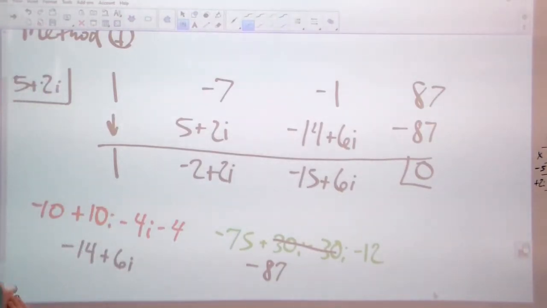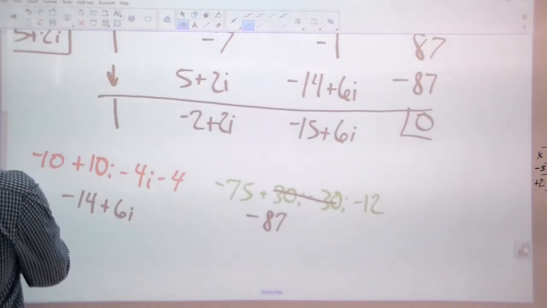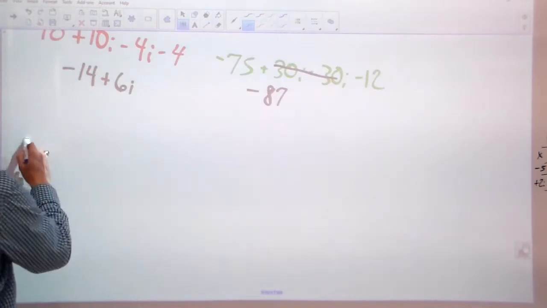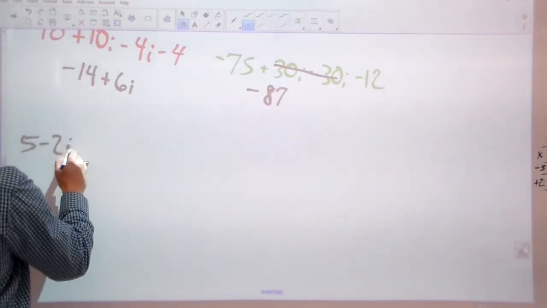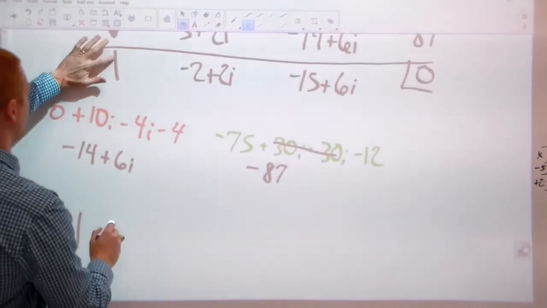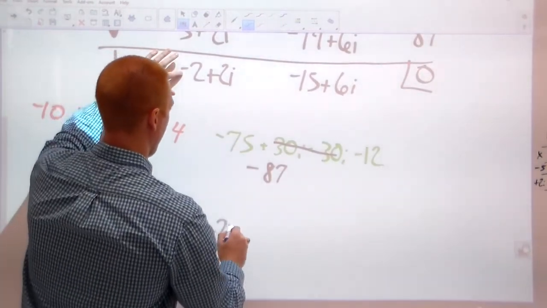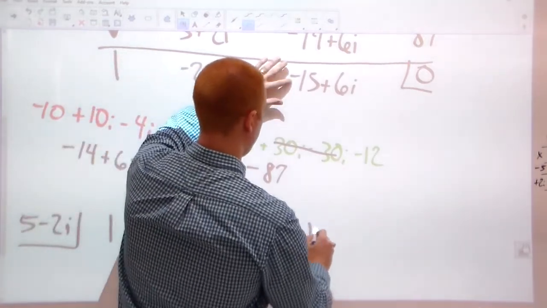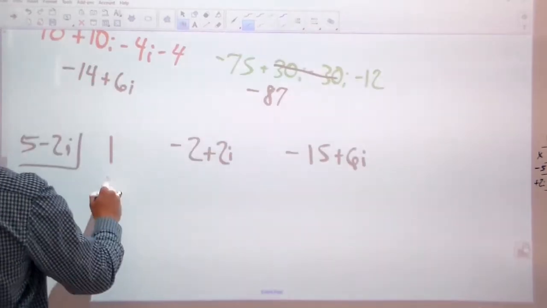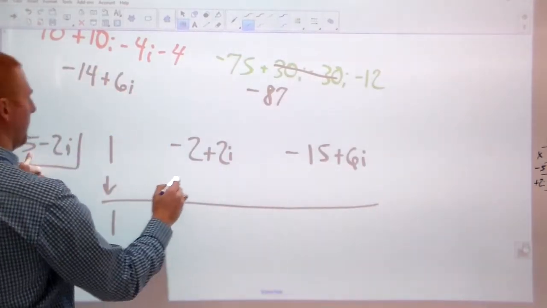Now, once you've done synthetic division for the first factor, because 5 plus 2i was a solution, we know that 5 minus 2i is another solution. And you can continue on with the coefficients you ended up here. So 1, minus 2 plus 2i, minus 15 plus 6i. And then we'll take that down. So 1 times 5 minus 2i.